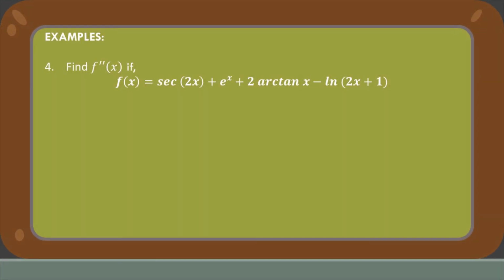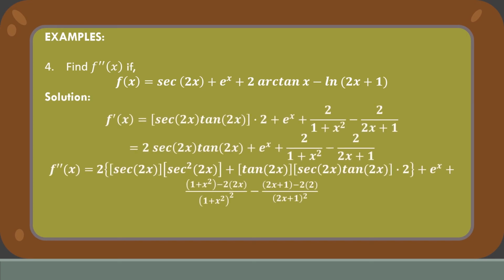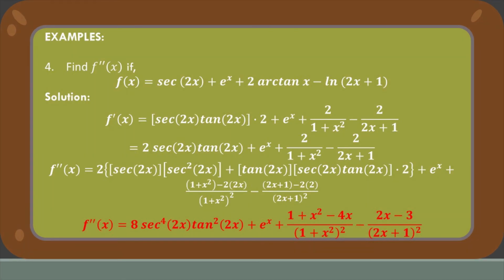Example number 4. Find the second derivative of the function secant 2x times e to the x plus 2 arctan x minus ln of 2x plus 1. So for the solution, we have the first derivative, which is secant 2x tangent 2x times 2 plus e to the x plus 2 all over 1 plus x squared minus 2 all over 2x plus 1, or simply equals 2 secant 2x tangent 2x plus e to the x plus 2 all over 1 plus x squared minus 2 all over 2x plus 1.